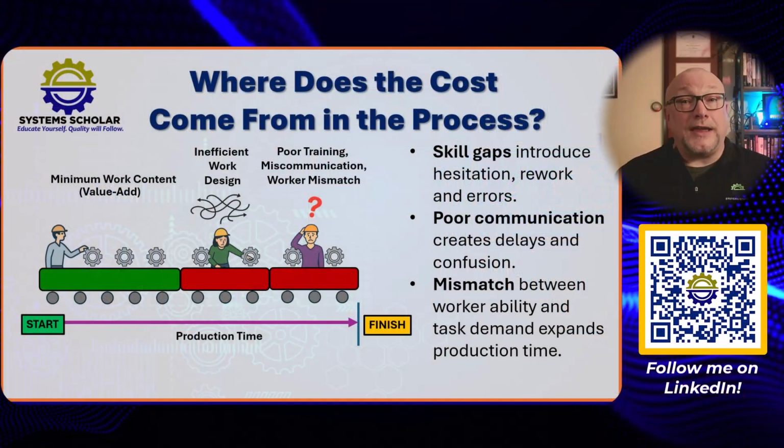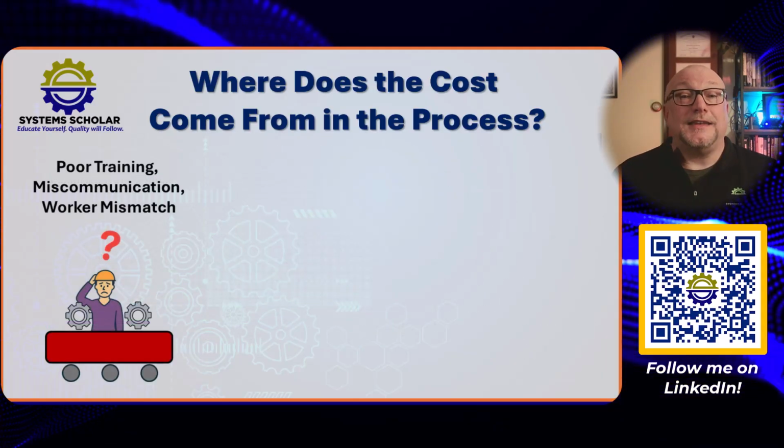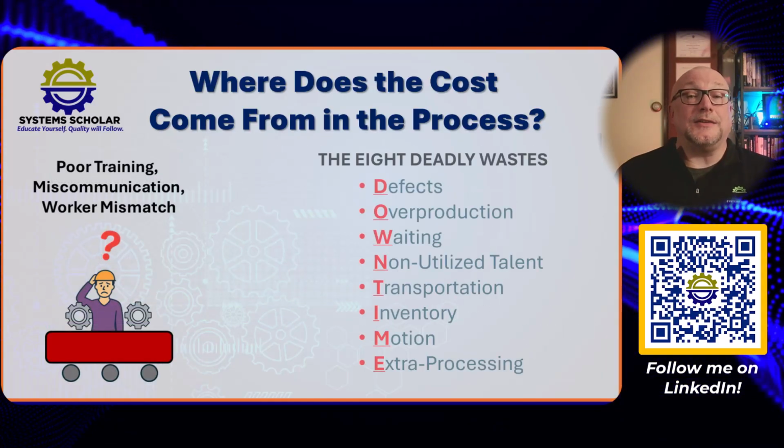The product hasn't changed. The minimum work hasn't changed. But uncertainty and misalignment stretch the timeline. And that stretch is waste. Now let's connect this to the 8 deadly wastes.